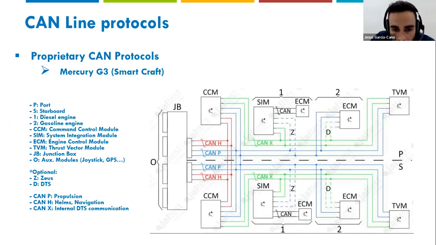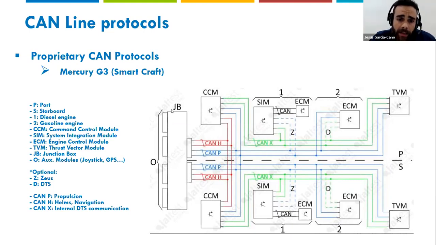Here we can see 3 different CAN buses. CAN H, don't confuse, because it's not CAN high, it's CAN helm, okay? CAN P is CAN propulsion. CAN X is internal DTS communication. DTS is the digital throttle and shift, the levers. Okay, so in one connector we can find 3 different CAN buses.